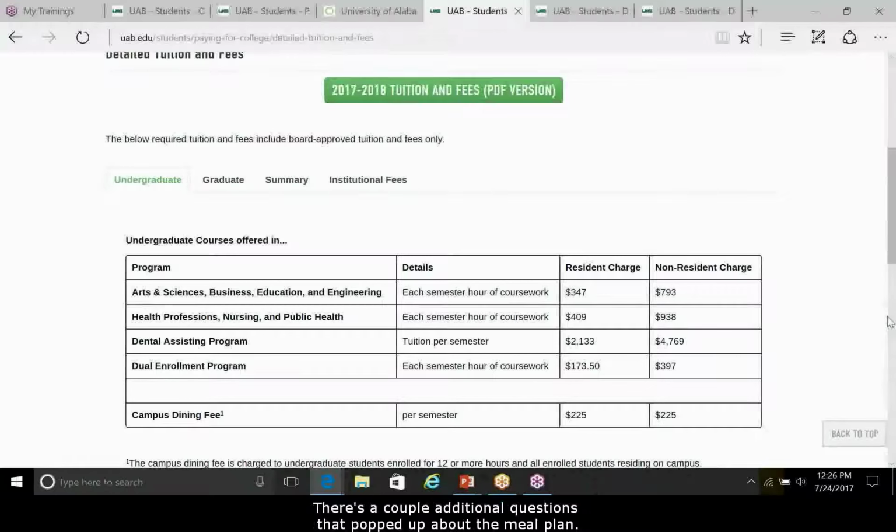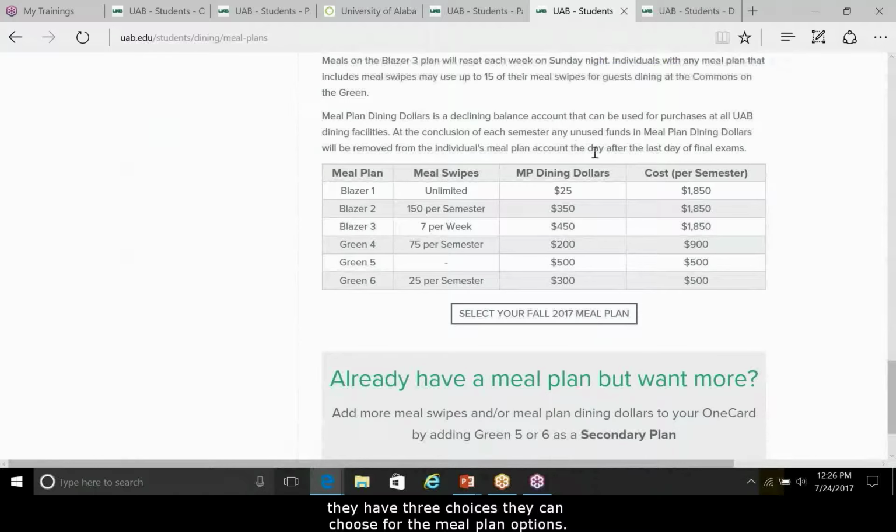There's a couple additional questions that popped up about the meal plan. Is there a reduced rate for students living on campus? Again, for our students living on campus, they have one of three choices they can choose for their meal plan options, and these top three options are all at the same rate of $18.50 per semester. And that is an additional fee on top of tuition and room costs. Your students should have selected or will be automatically assigned. If your student is living on campus and you have not already selected a meal plan, I believe the default is the $150 per semester option.